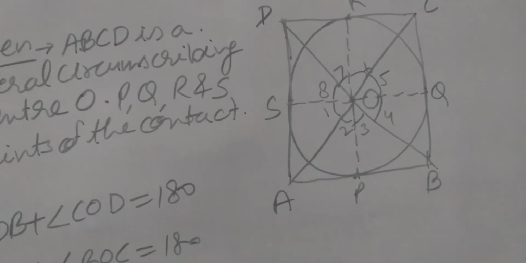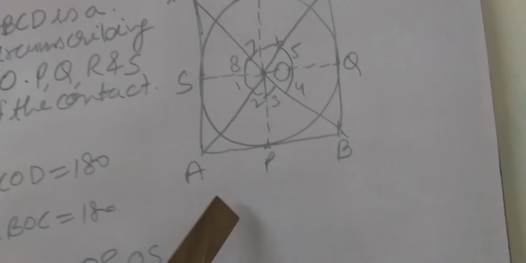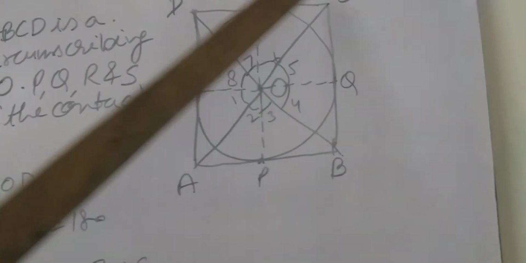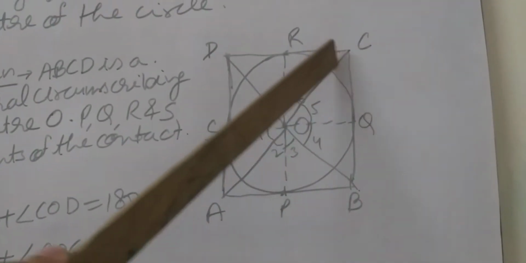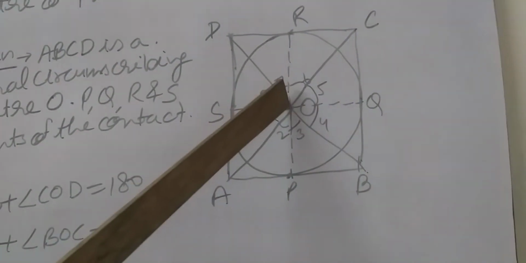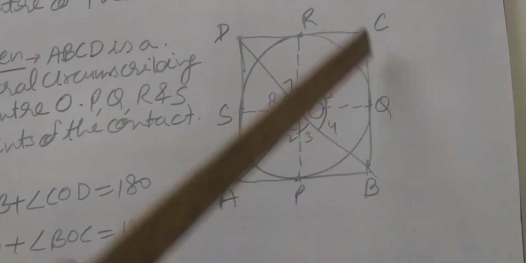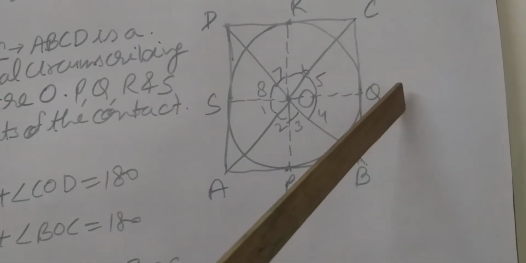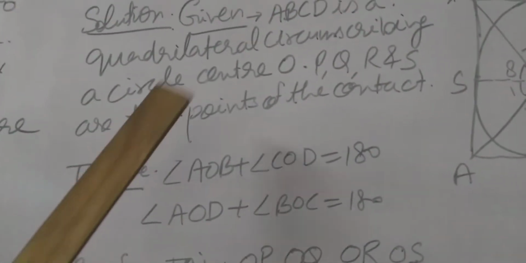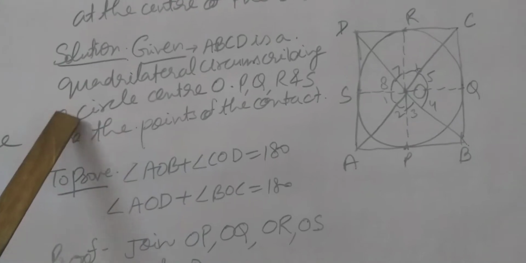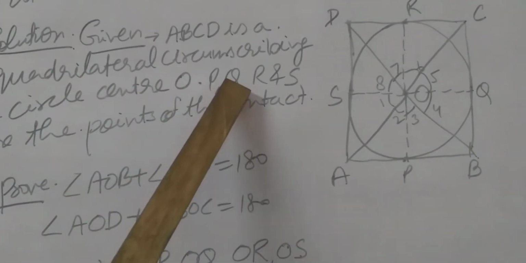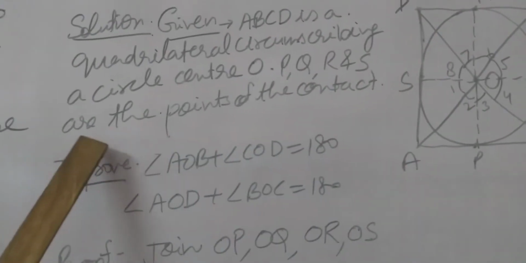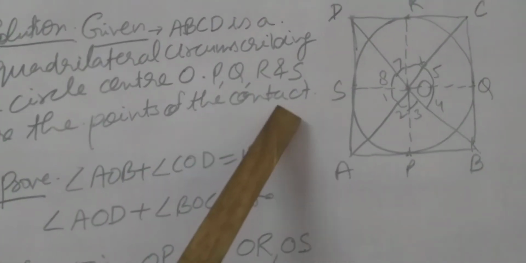So students, in the diagram you can see ABCD is a quadrilateral. ABCD circumscribes a circle, its center O. P, Q, R and S are the points of contact. So this information we have to write in given. ABCD is a quadrilateral circumscribing a circle with center O. P, Q, R and S are the points of contact.